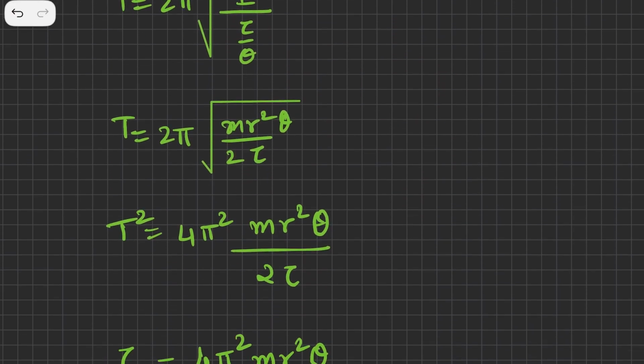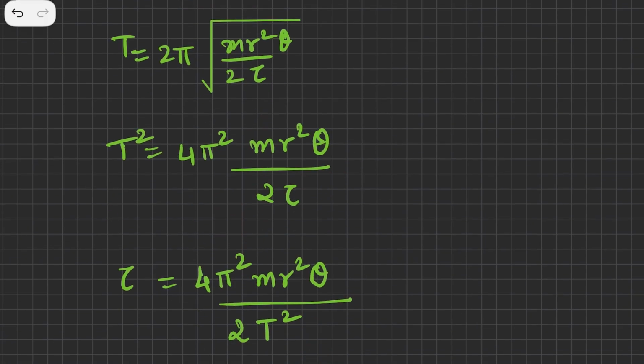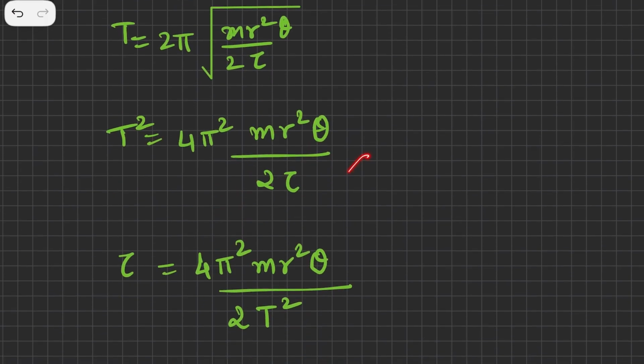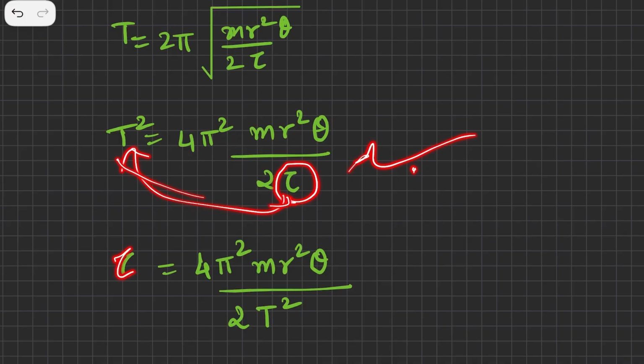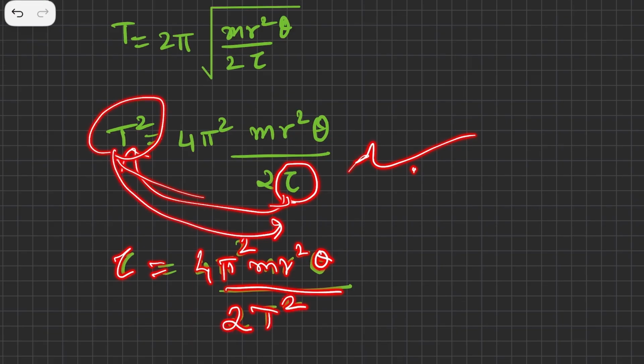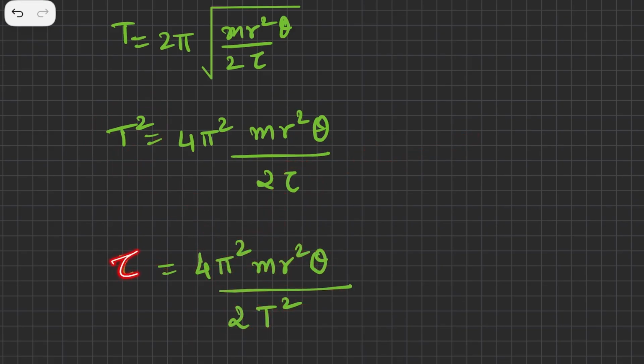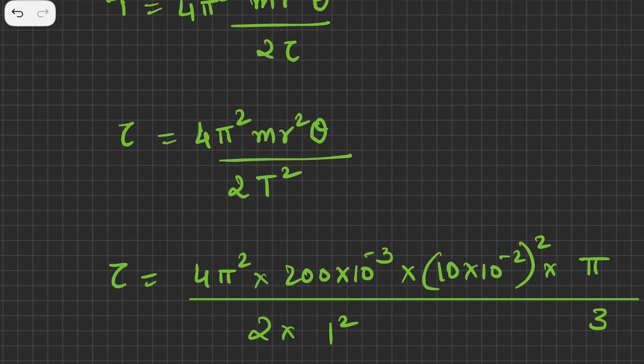Now if I square this, I'll get T square is equal to 2 square is 4, pi square is pi square. Square and root get cancelled off, and what remains is this equation. Since I want torque, I'll move this to one side so torque comes on the other side. So torque is equal to 4 pi square m r square theta by 2, and T square comes down.